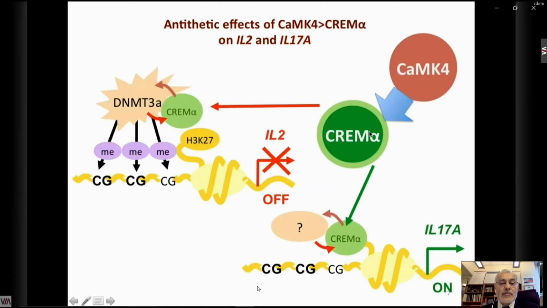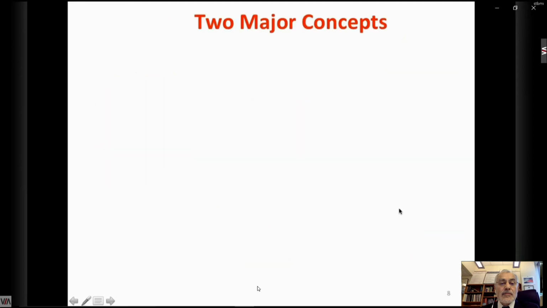So we place CAMK4 upstream of CRAM alpha, and we're convinced that the levels of CAMK4 act like a thermostat in controlling the activity of CRAM alpha, which in turn controls the ratio of the production of IL-2 and IL-17. Lots of CAMK4 will result in decreased amounts of IL-2 and increased amounts of IL-17, and vice versa.